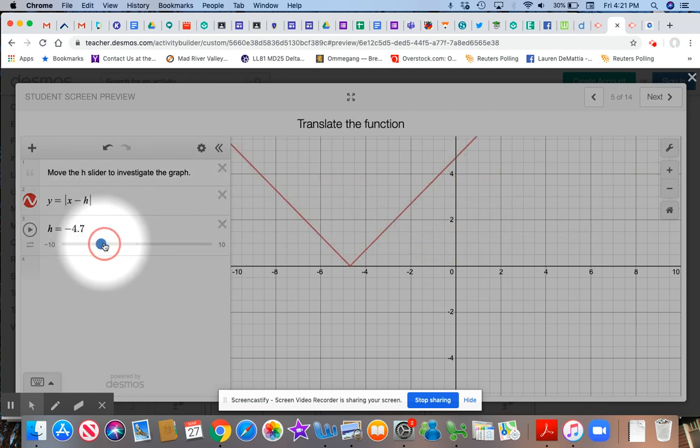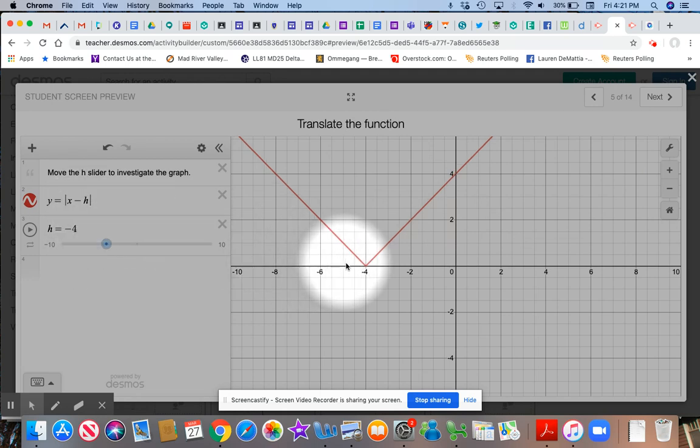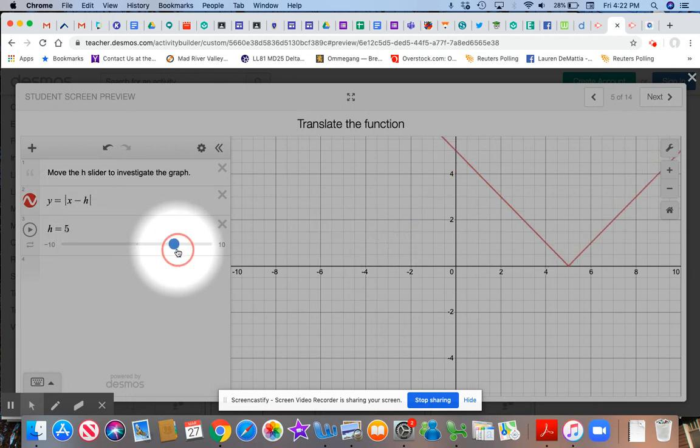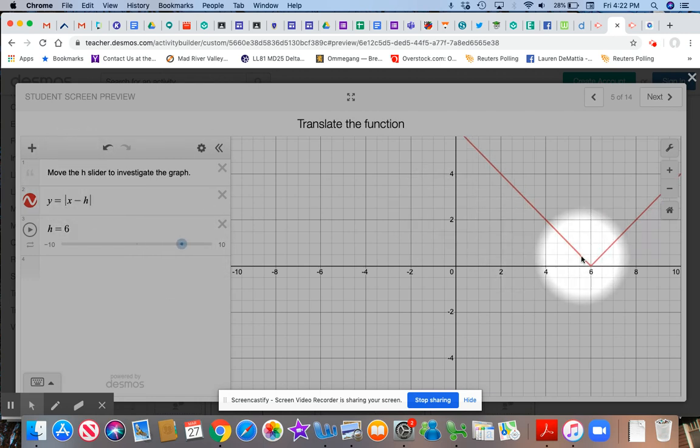Let's go all the way back to negative 4. So if it's x minus negative 4, right? So that would make it x plus 4, and that goes to the left. So if this is a plus, it goes to the left because x minus negative 4 is x plus 4. And then if this is a minus, we go here, so let's say x minus 6. It's x minus 6, it goes to the right.